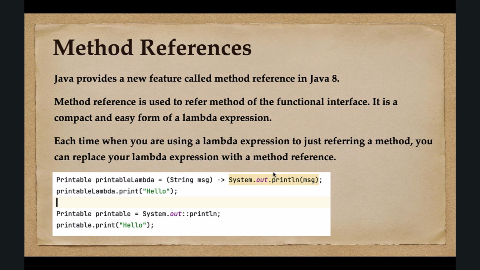So we can easily replace this lambda expression with a method reference, and here you can see the syntax of converting the lambda expression into a method reference. We remove the lambda expression and provide a double colon in between the object and the function like this. So this is a method reference. Here we are just referring to the method using a method reference. Just remember, each time you are using a lambda expression just to refer to a method, you can replace it with a method reference.